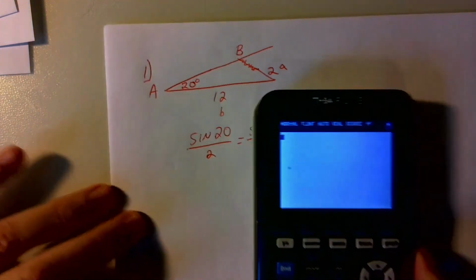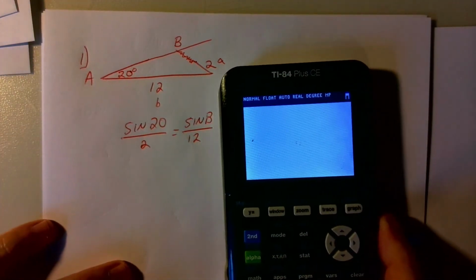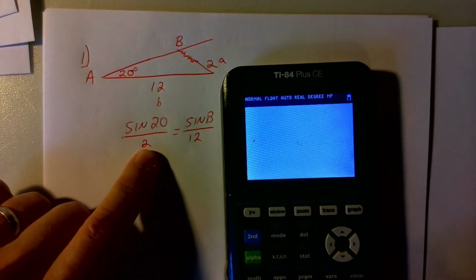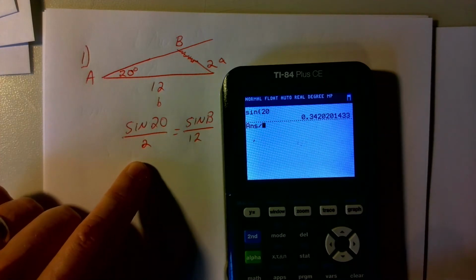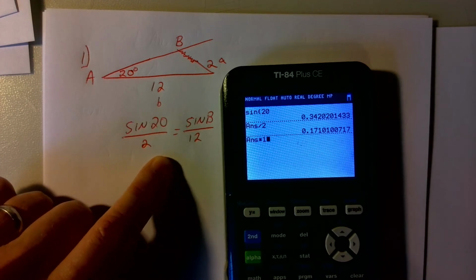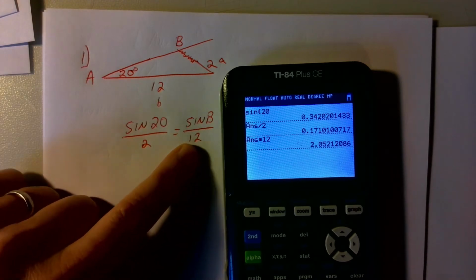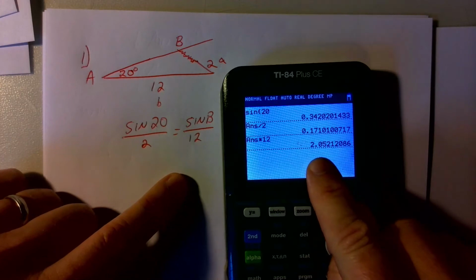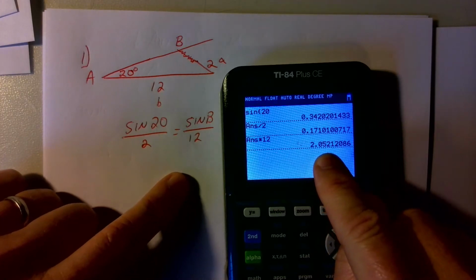Here we go. I'll try and show you both on the same screen at the same time. So sine of 20, enter, divided by 2, enter, like that. And then times 12, enter. You can see now that the sine of b is supposed to be 2.05.